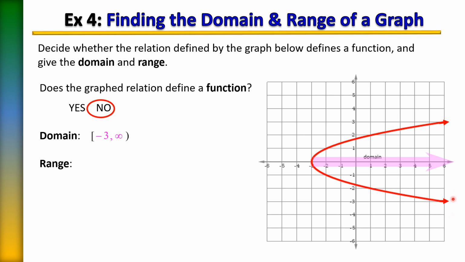So because we have arrows here at the end, if we follow this parabola here that's on its side, it's going to go forever and ever up into the positive numbers, and it's going to go forever and ever down into the negative numbers because of these arrows. So the range then is going to be from negative infinity to positive infinity, and recall we close infinities with a parentheses.